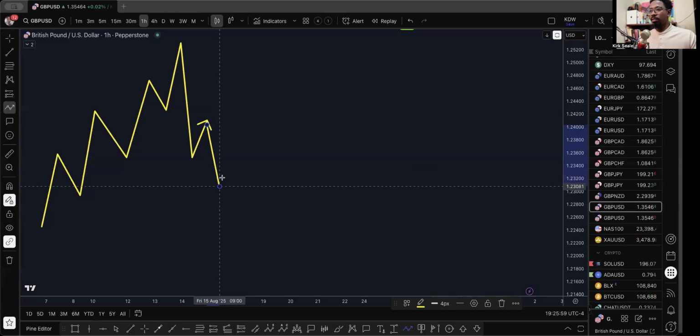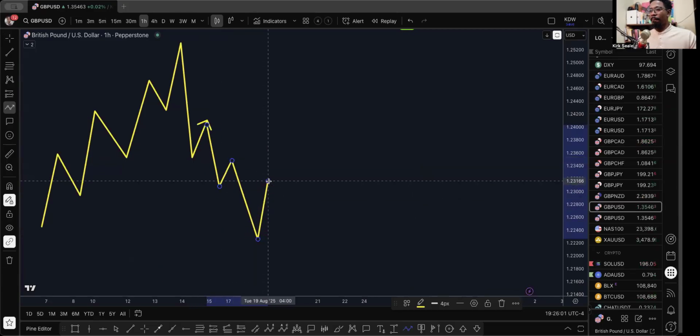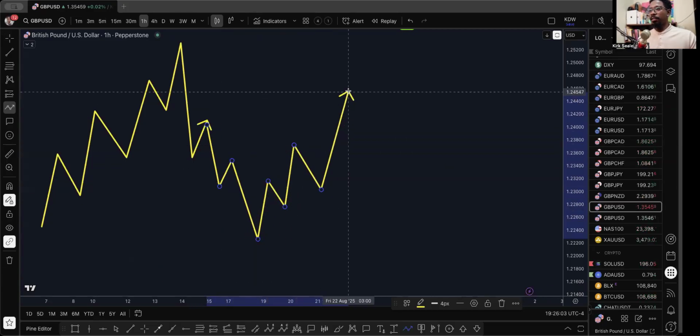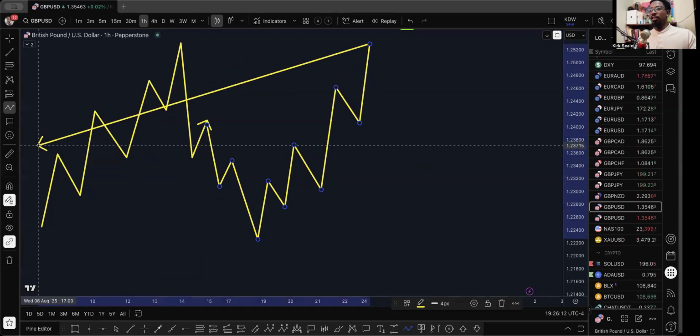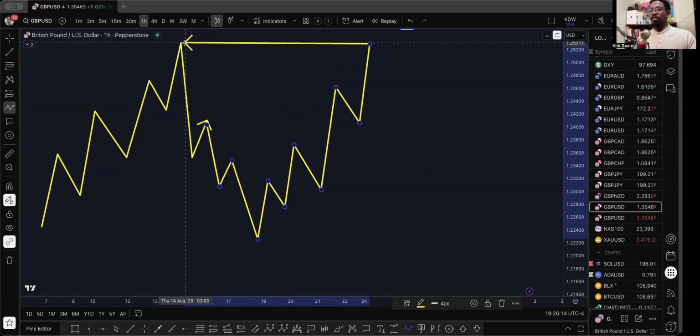Seriously? Price came back up, right? This is the uptrend here. All right, so if you were following this, this is your last high.